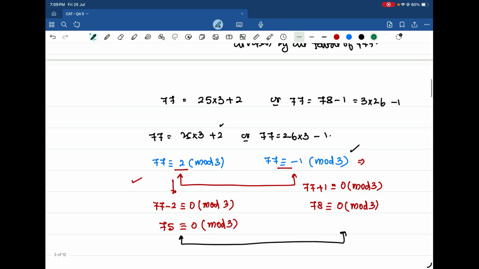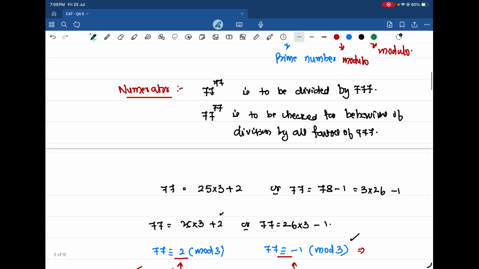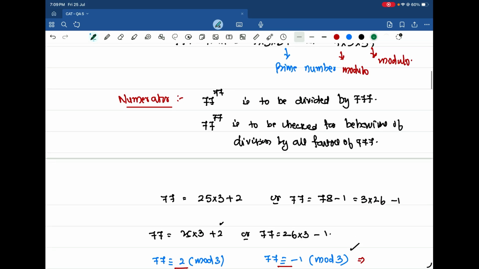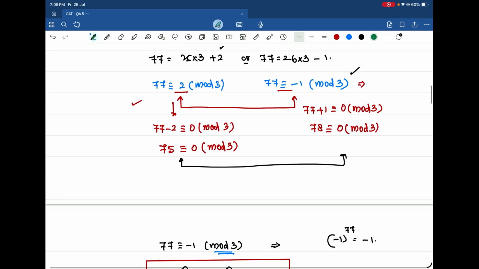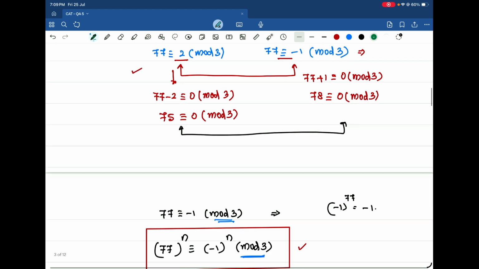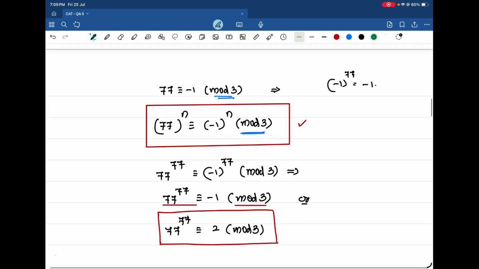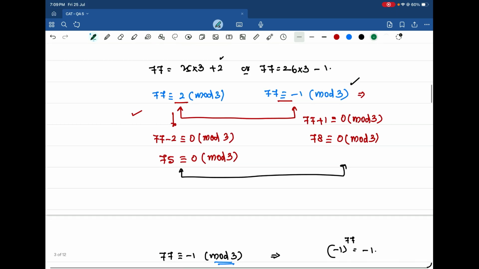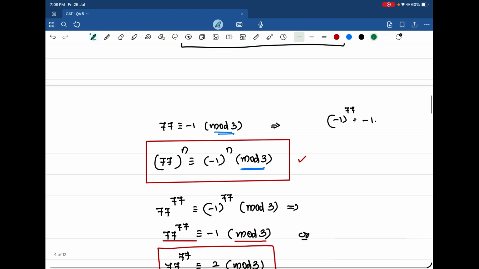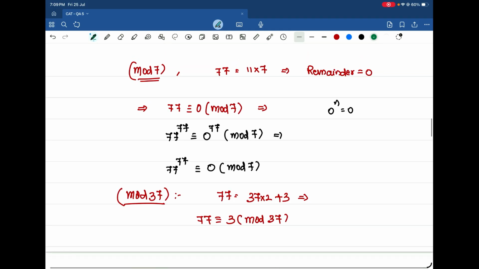Numerator is 77 to the power of 77. Denominator is only for finding the factors. Numerator is for really solving the problem. 77 to the power of 77 we have to simplify. 77 is equivalent to minus 1 mod 3. Then we take power up to 77 to the power of 77, and that comes to minus 1 mod 3. That is equal to 2 mod 3. Whether it is minus 1 mod 3 or 2 mod 3, we have taken the value of 2 mod 3.